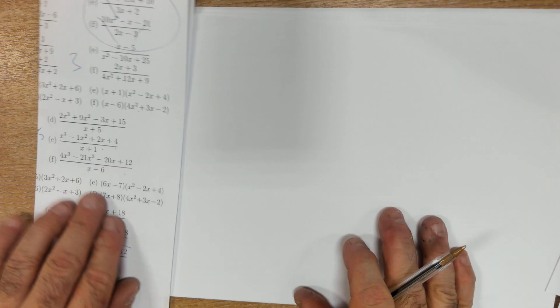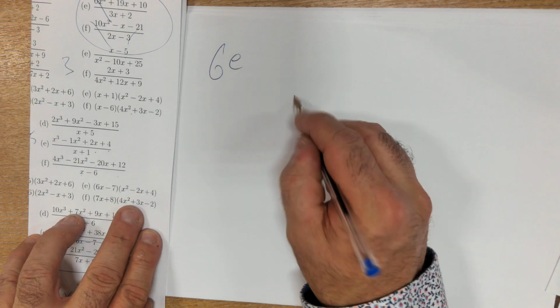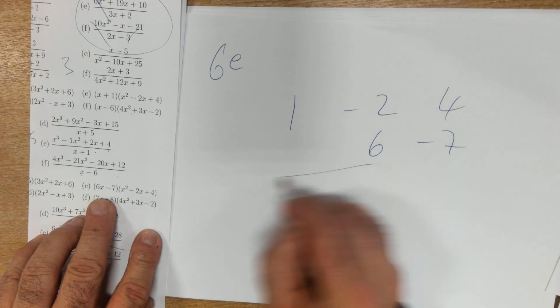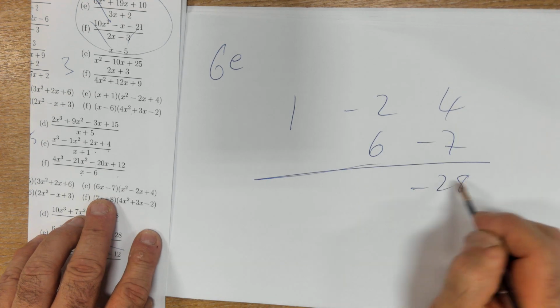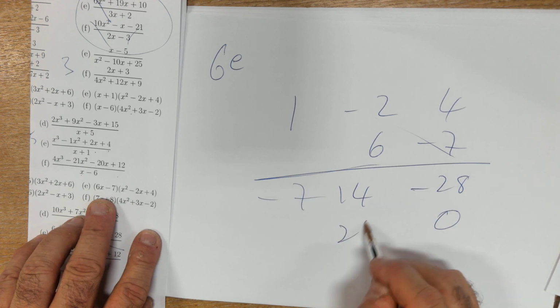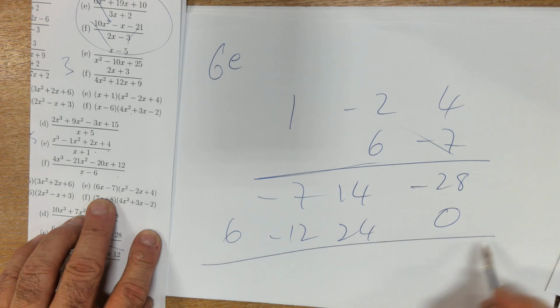Okay, now we watch these. We're going to do question 6e. 1, negative 2, 4, we're doing our place value. 6, negative 7, we're multiplying out. Negative 28, 14, and negative 7, we're going 24, negative 12, and 6.